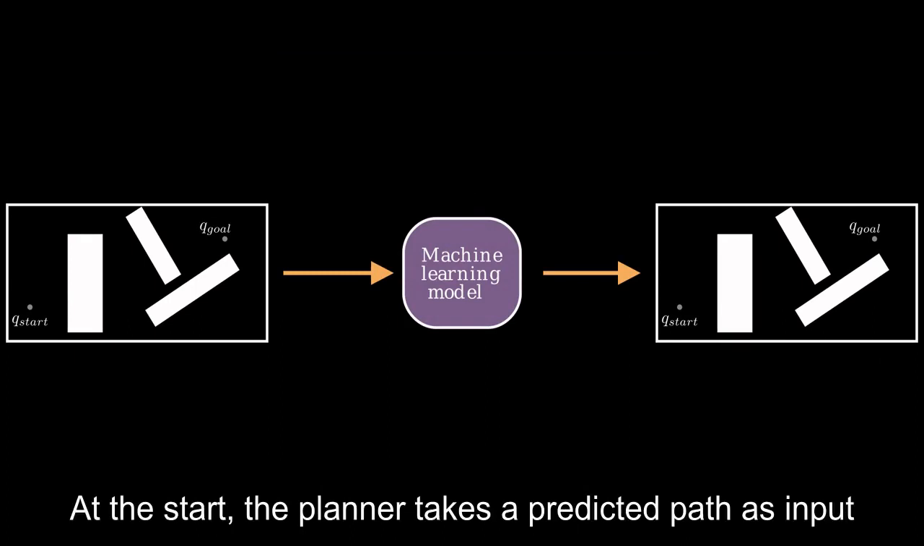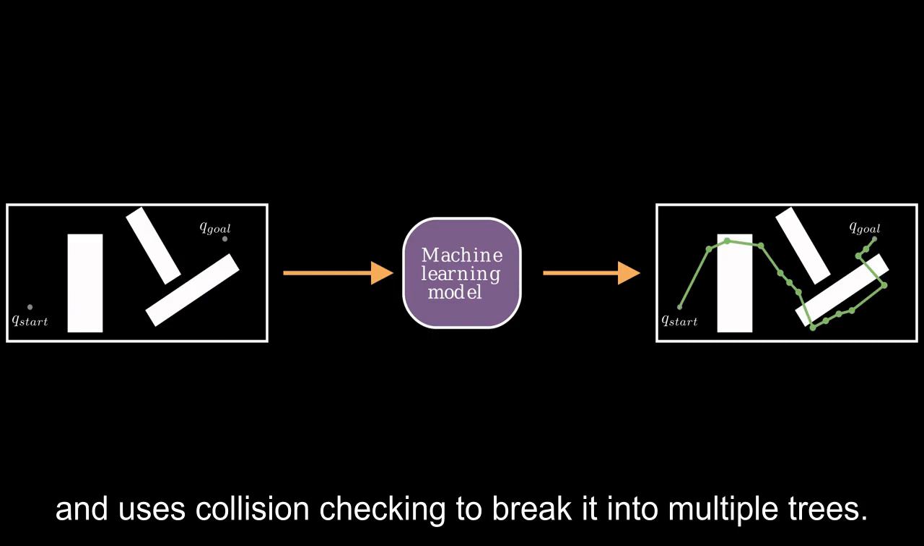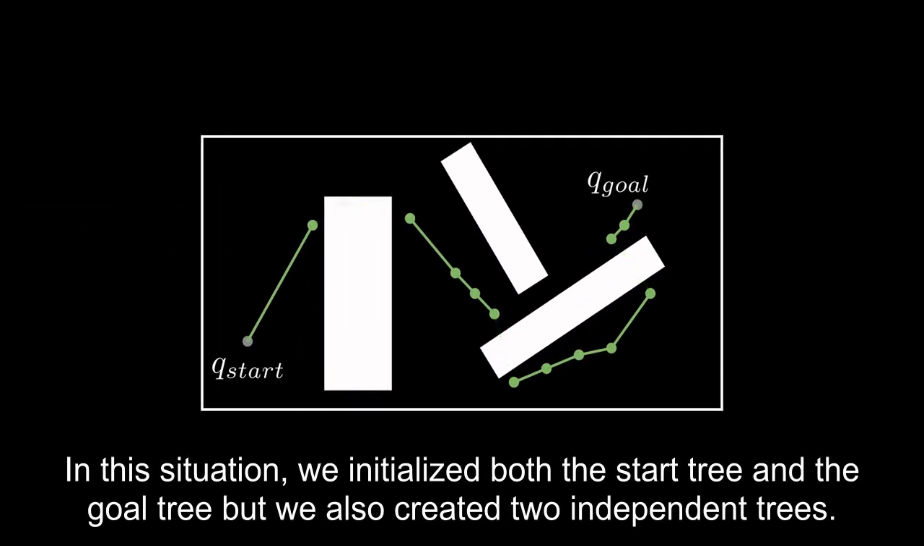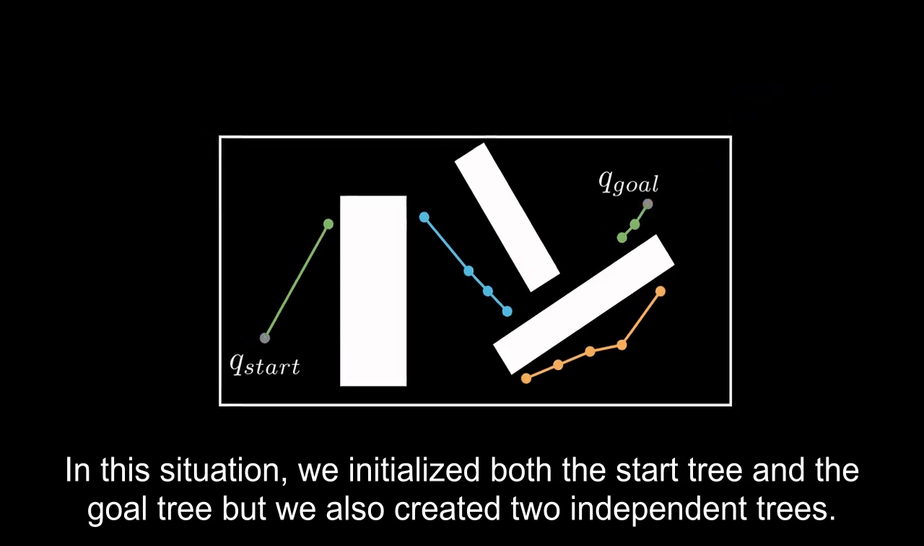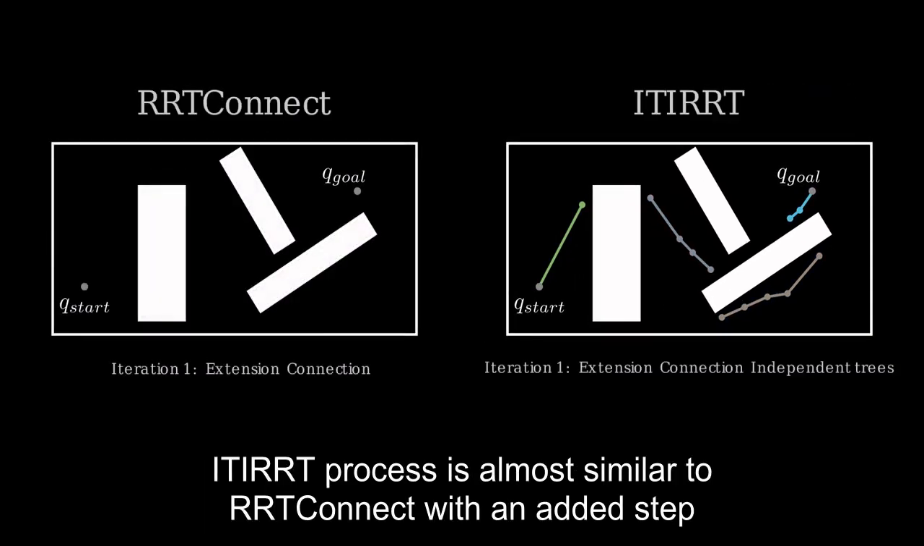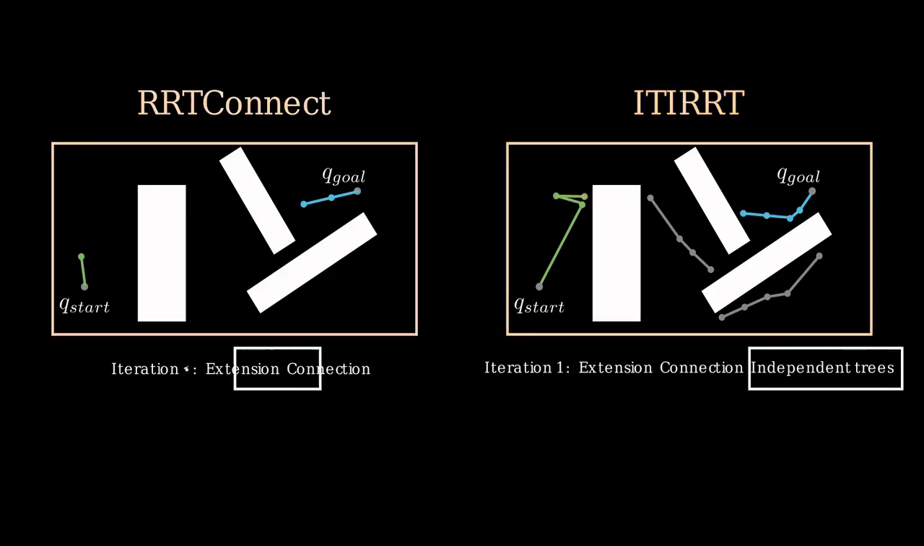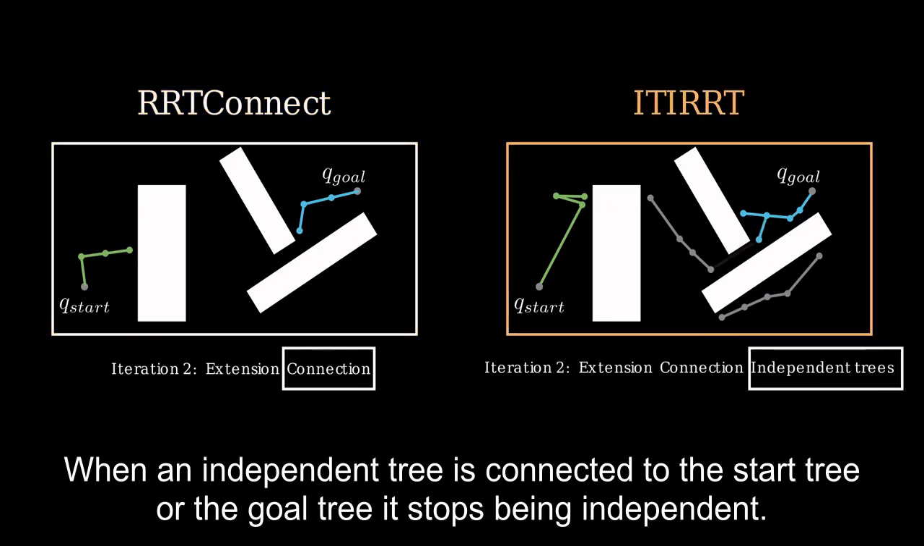At the start, the planner takes a predicted path as input and uses collision checking to break it into multiple trees. In this situation, we initialize both the start tree and the goal tree, but we also create two independent trees. The ITIRRT process is almost similar to RRT Connect, with an added step where we try to connect the currently processed tree to the closest independent tree. When an independent tree is connected to the start tree or the goal tree, it stops being independent.